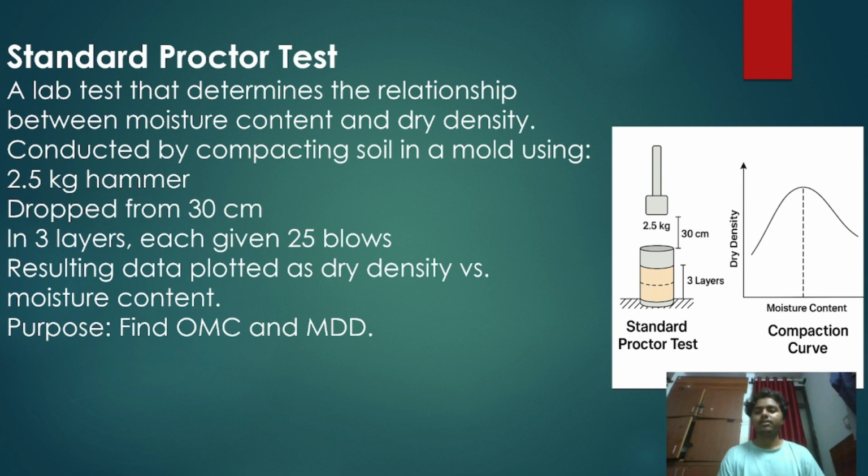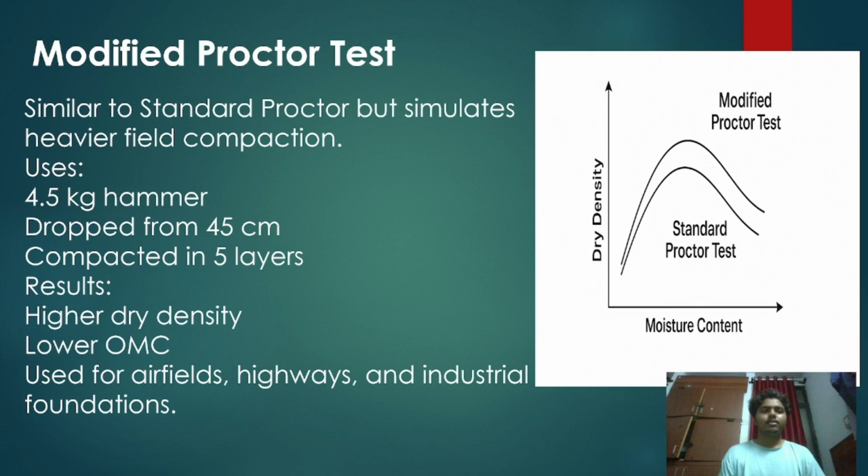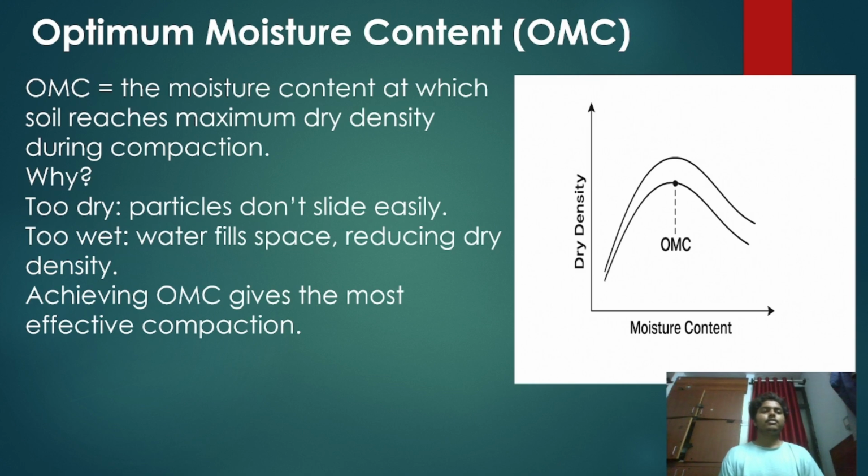So here is the required figure for this part. The second test is the modified Proctor test. It is similar to the standard Proctor test but simulates heavier field compaction. Its usage is a 4.5 kg hammer dropped from 45 centimeters, compacted in 5 layers, and this results in high dry density and lower OMC. It is used for airfields, highways and industrial foundations.